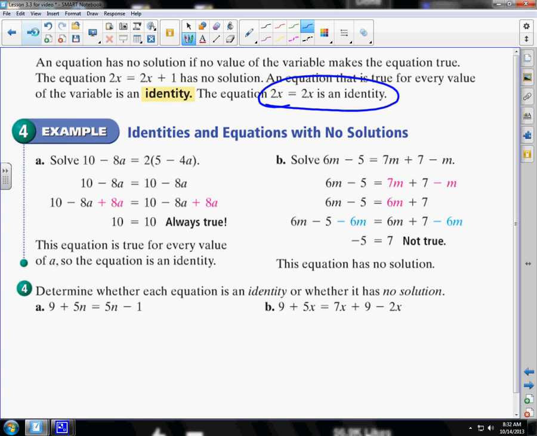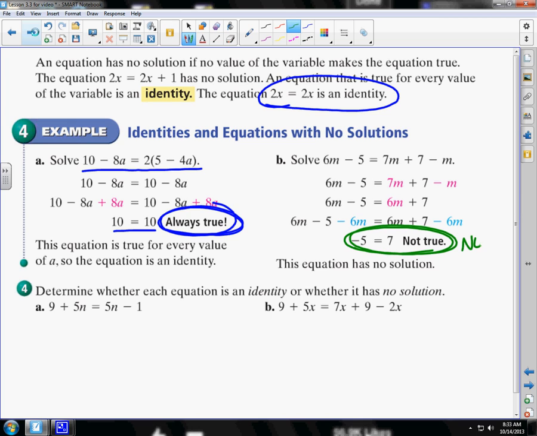So let's look at this. They solved this equation. 10 minus 8a equals 2 times the quantity of 5 minus 4a. So when you do this, they're really the exact same thing. So if you get an answer where it's 10 equals 10, it's always true. If you get an answer like this one, 6m minus 5 equals 7m plus 7 minus m, you get negative 5 equals 7. That is not true. It's going to have no solution because negative 5 will never equal 7.